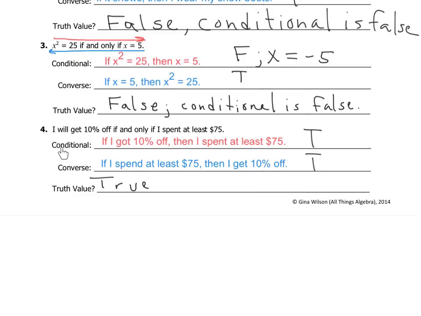Number 4, the conditional: if I got 10% off, then I spent at least $75. That's a true statement. If I spent at least $75, then I got 10% off. True statement. So the truth value here ends up being true because both the conditional and the converse are true.